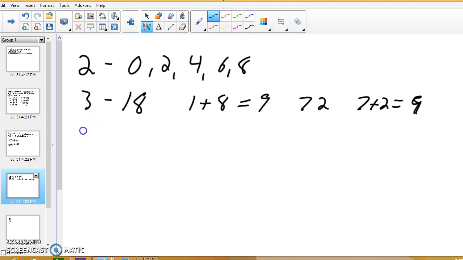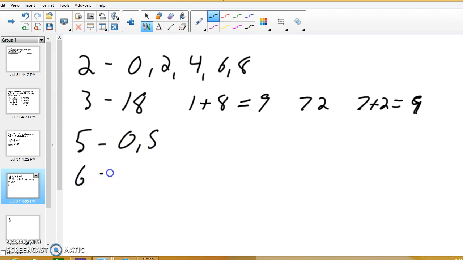Our next test is with the number 5. This one, like 2, if it ends in 0 or 5, is divisible by 5. So 0, 5, 10, 15, 20, all these numbers are divisible by 5 because they end in 0 or 5.